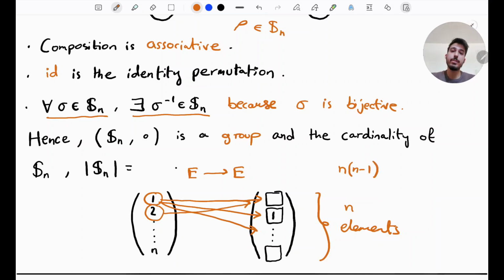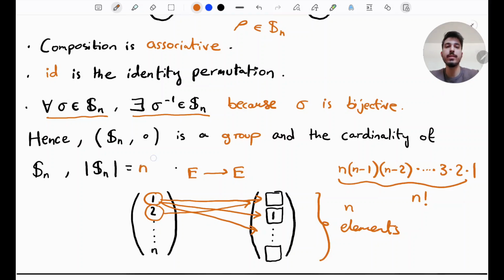What about the third element? Well, we continue this pattern to see that we have n minus 2 possibilities to place the third element. And this continues all the way until we exhaust all of our elements. And this, in fact, is equal to n factorial.